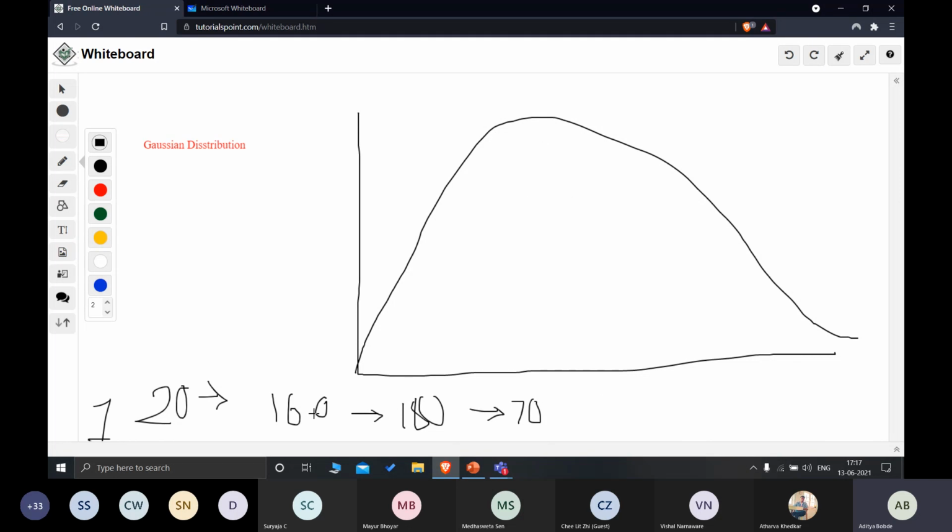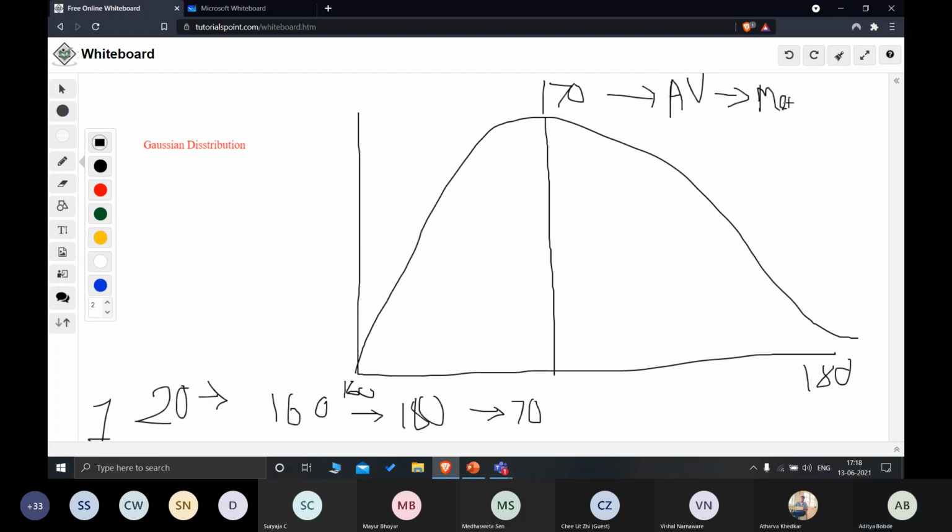Okay, so what does this represent? Suppose this is my 160 and this is my scale of 180. So most of the students have an average height of near about 170. So what is the 170? 170 is called the average. The second term for average is mean. So what does this signify? This is called your Gaussian distribution.